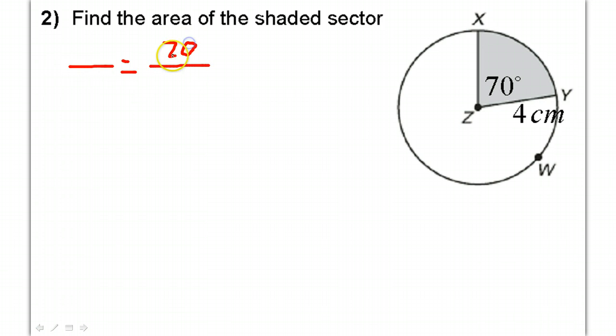It's definitely going to be 70. And then on that side it's going to be x over pi 4 squared. We're doing pi r squared for the area, so that's pi 4 squared. Cross multiply. So that's going to be 16 pi. I like to reduce this, so I'm guessing this is just going to reduce to 7 over 36.